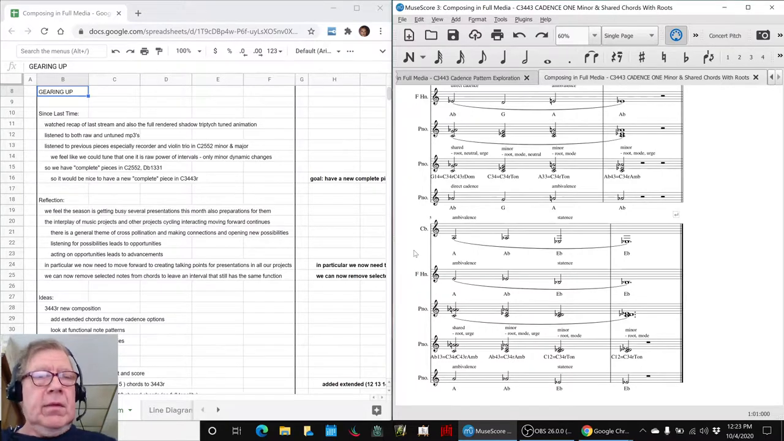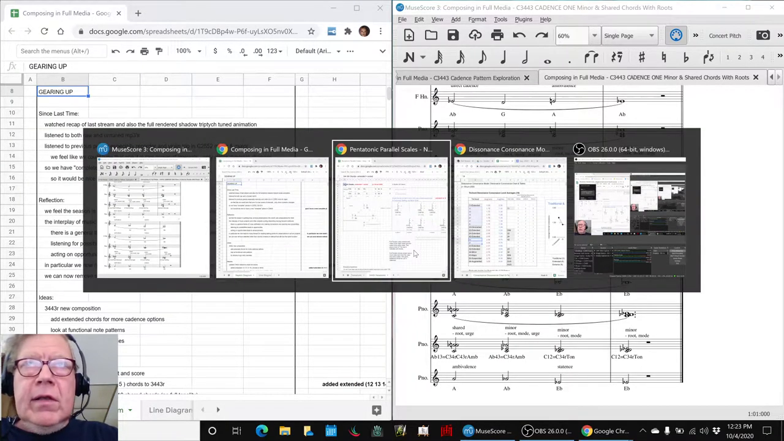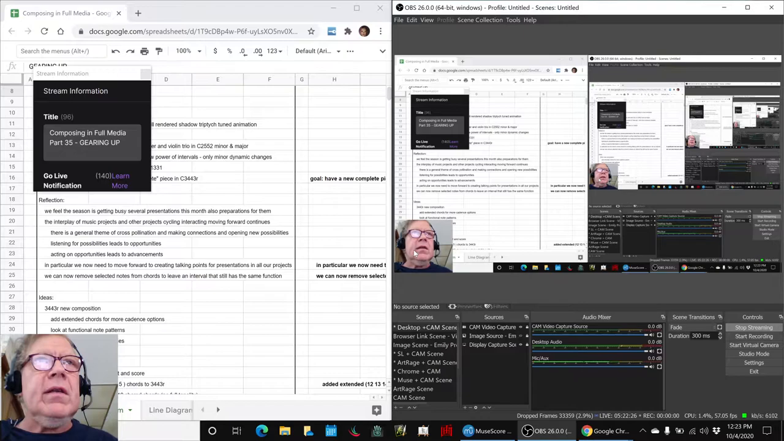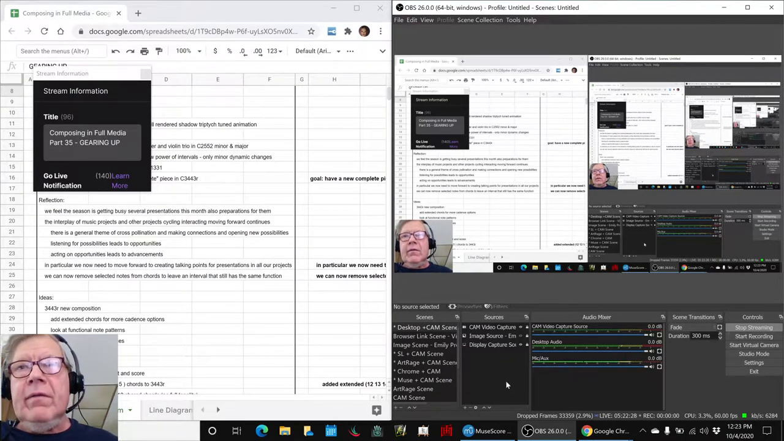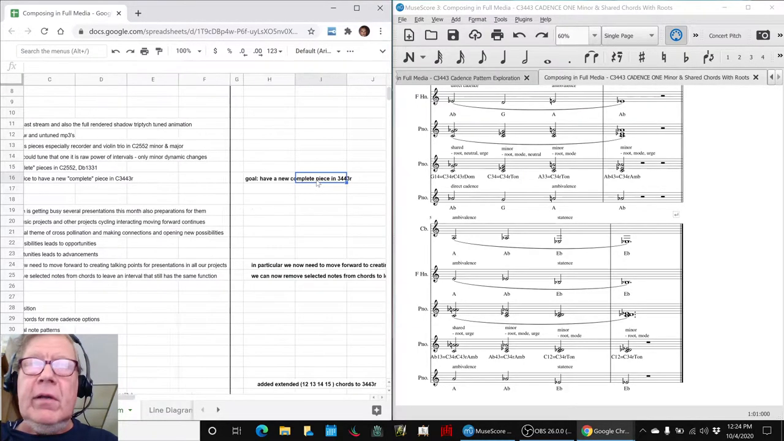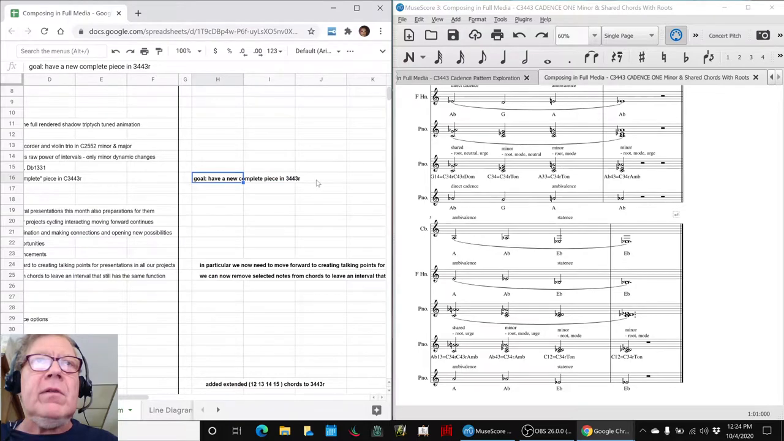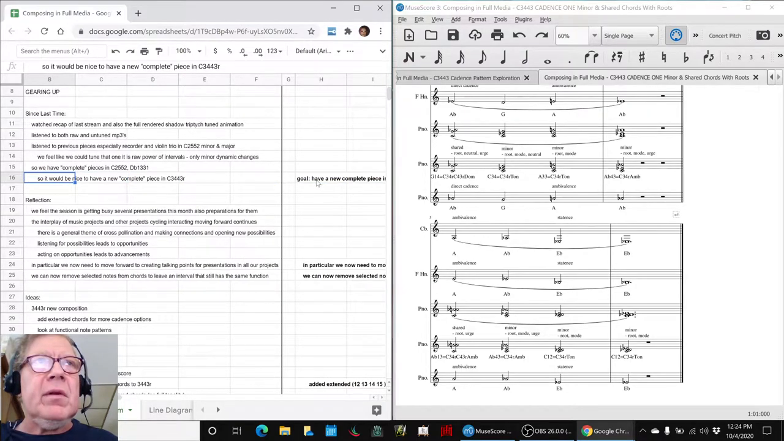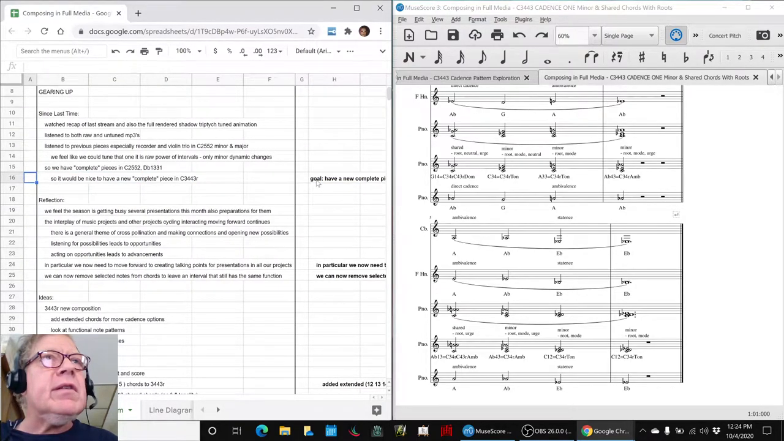Alrighty. Ladies and gentlemen, this is a recap of Composing in Full Media Part 35, Gearing Up. In today's episode, we set out to have a complete new piece composed in 3-4-4-3-R, which is one of our two scales in this series. We reflected that we've done complete pieces in 2-5-5-2 and 1-3-3-1.